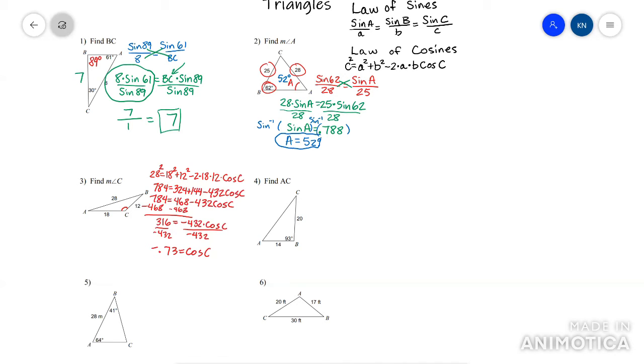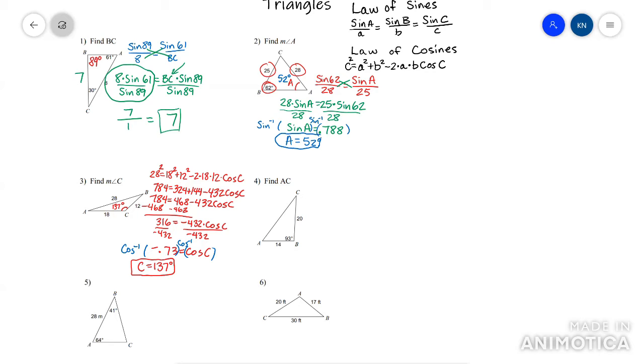But don't forget, you have to inverse cosine this. And that will tell you what C actually is. So if I inverse cosine negative 0.73, I get C equals, we'll call it 137 degrees. So again, since they did not give me an angle and its opposite side length, I could not run law of sines, which is what I wanted to do. So I instead had to run law of cosines.